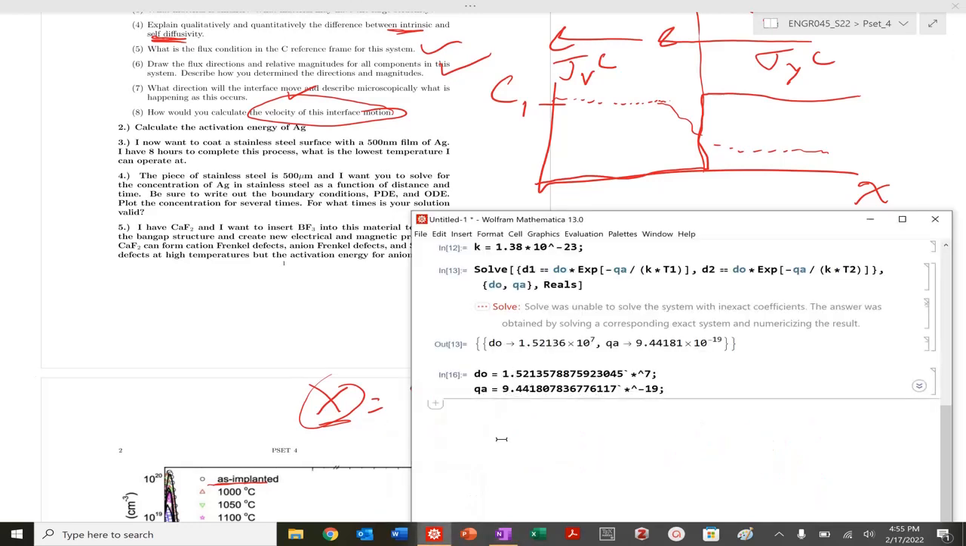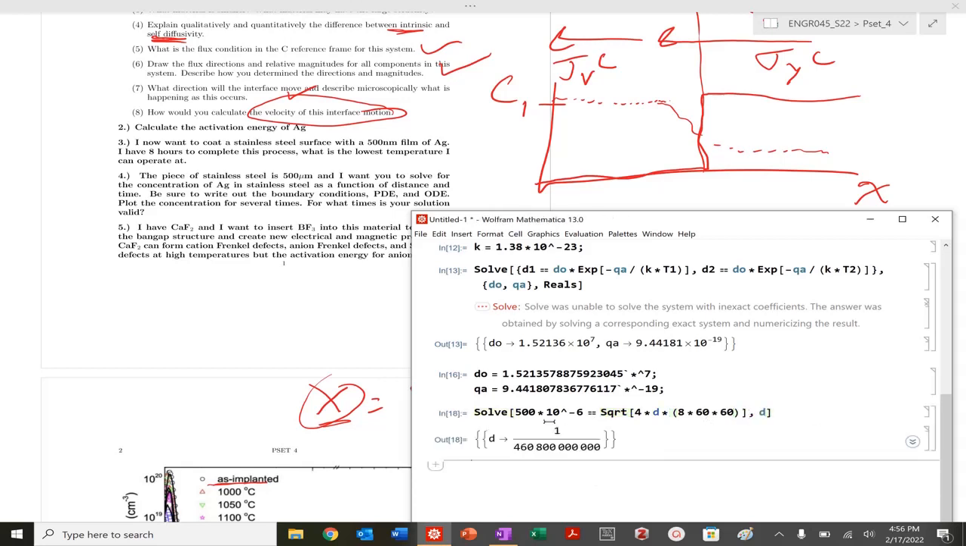So I'm going to use that same equation again. I have 8 hours, so I need to solve for 500 micrometers, 500 times 10 to the minus 6, set equal to the square root of 4 times D, diffusivity, times time, which is 8 hours, so 8 hours times 60 minutes times 60 seconds. And I want to solve for D. So I'll numerically solve it.